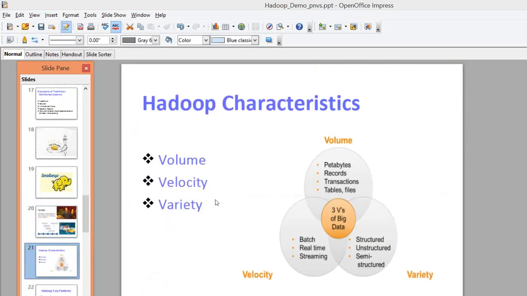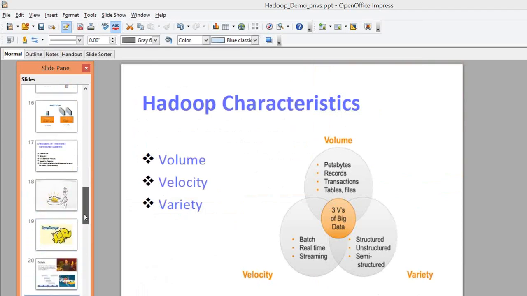We already had this discussion, but just a small recap: volume, velocity, and variety. Volume is a huge amount of data: structured, semi-structured, and unstructured. Velocity means it works in batch mode and also real-time streaming data processing within the cluster environment. So Hadoop can be much faster than other tools in the big data area.